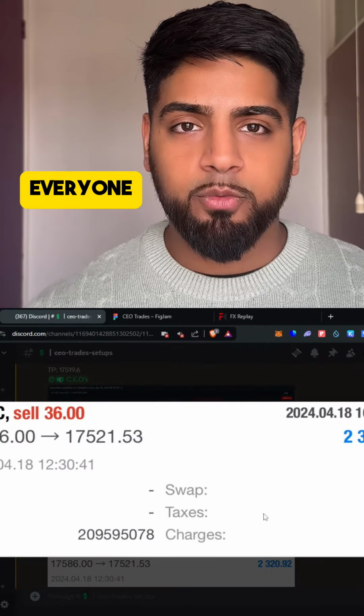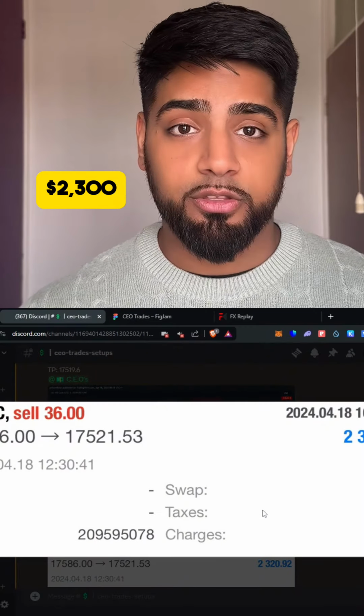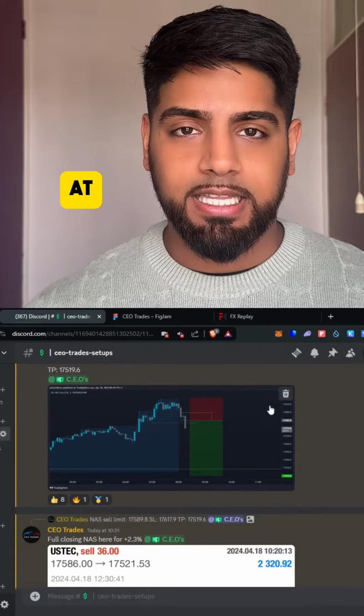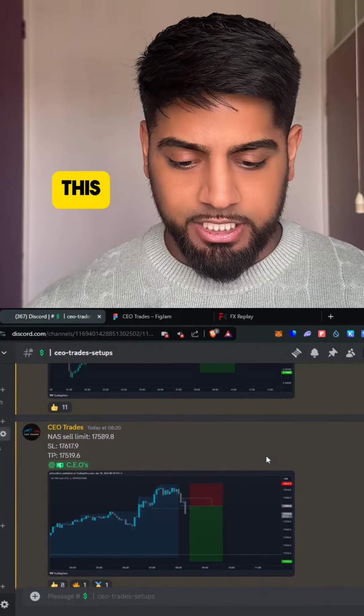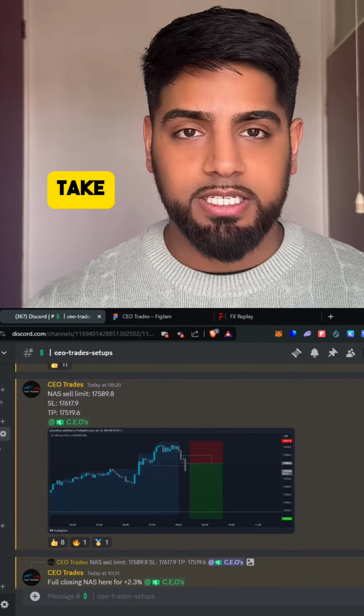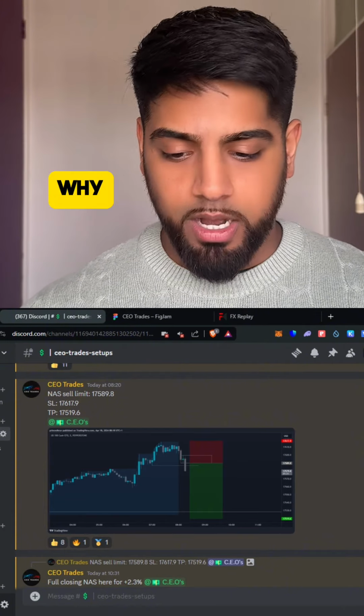Here's how me and everyone in the Discord was able to make $2,300 trading NAS at the London Open. Now, as you can see, I sent this trade into the Discord for everyone to be able to take with me, and here is exactly why I took this trade.